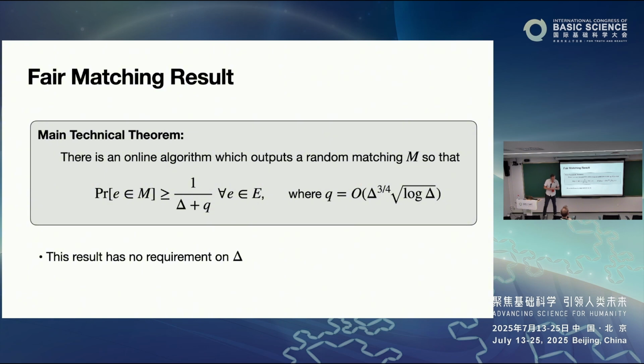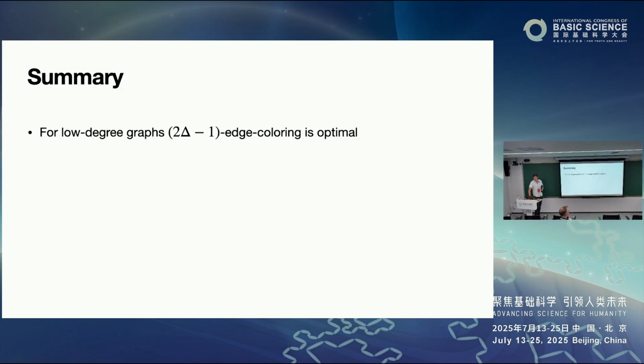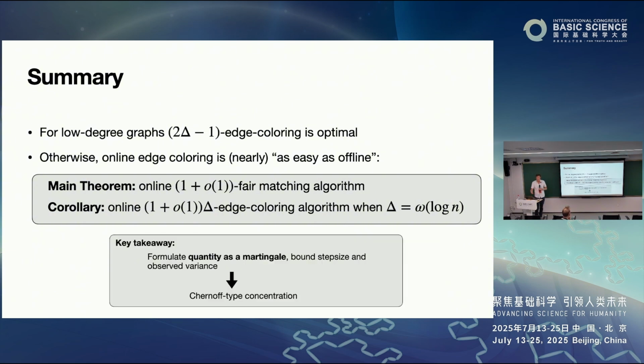Okay, so we come back on a high level. Summary: what did we prove, and we will answer your question. Basically, for low degree graphs, nothing interesting, but as soon as you go a little bit above log n, you can do as well as offline basically. And the key takeaway was this: if we just change the point of view and use martingales, we get Chernoff types of concentration. Now, what can you do with this?